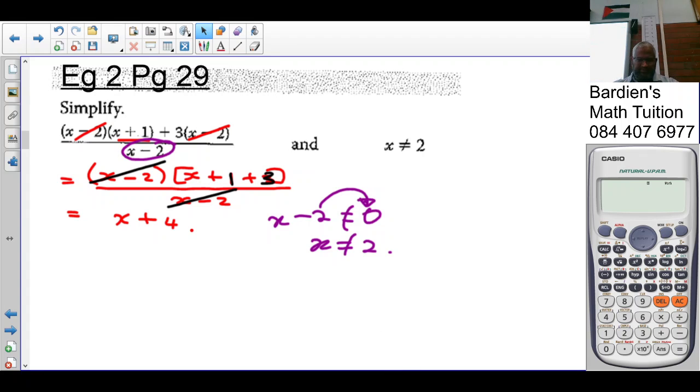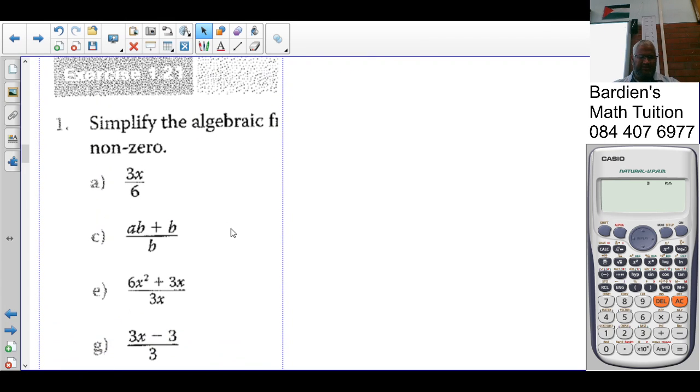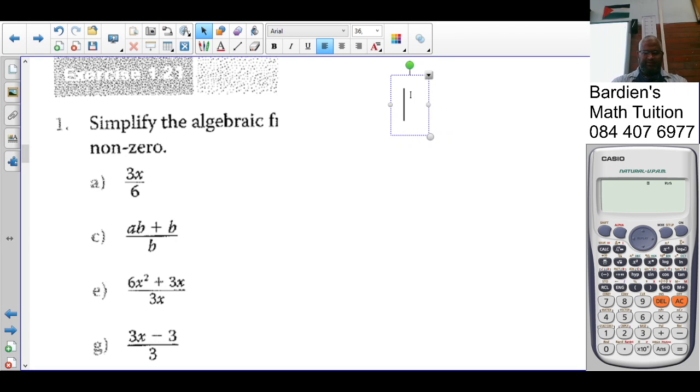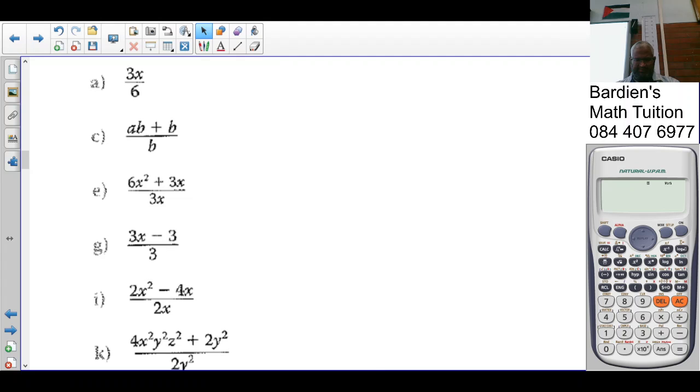For homework, I want you guys to do exercise 1.20 on page 30, the first column. Oh yes, 1.21, first column, page 30. Odd numbers, no? Number 1 and 2, okay?